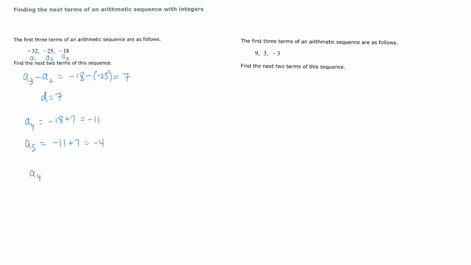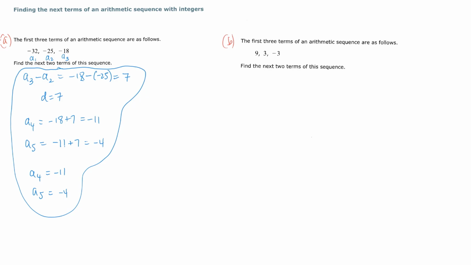Therefore, our next 2 terms is what? A sub 4 is equal to negative 11, and a sub 5 is equal to negative 4. That's it. Show your work. You could do the second example. You can call this example A, call this example B. Go ahead and pause the video if you want to do the second example, and do that yourself.